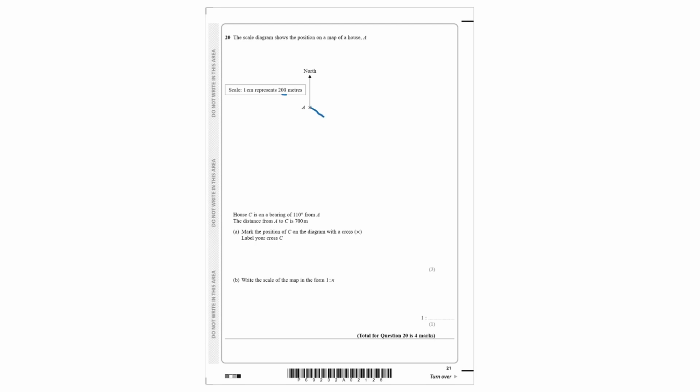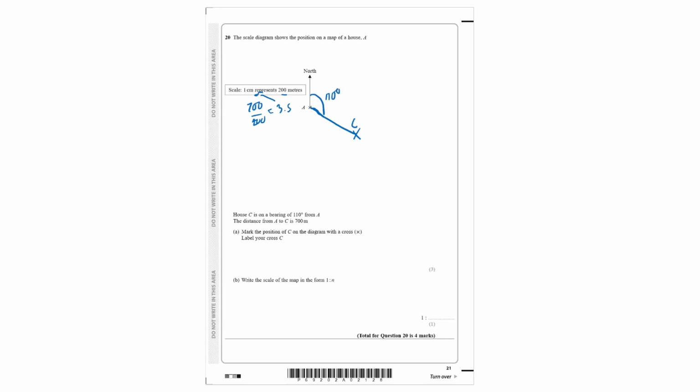So it's somewhere in this direction, but we don't know what length. We can see that 700 divided by 200 gives us 3.5. So it is equivalent to 3.5 centimeters. So we simply draw this out. 1, 2, 3.5. And we simply draw a cross and we label this C. This is also 110 degrees.